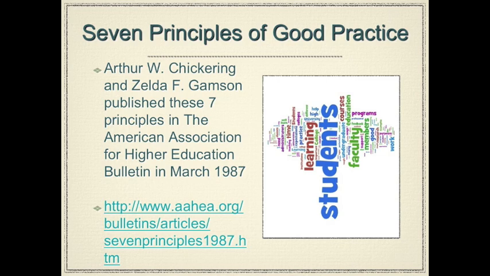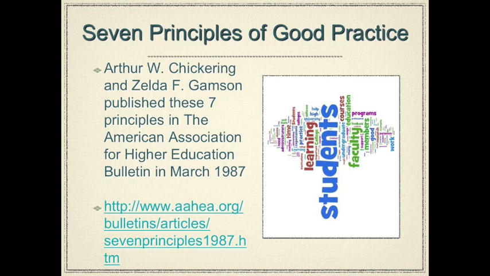And authors Chickering and Zelda Gamson published these 7 principles in the American Association for Higher Education Bulletin back in March of 1987. The picture that I have here I want to share with you before we move on is a Wordle. You guys familiar with Wordles?